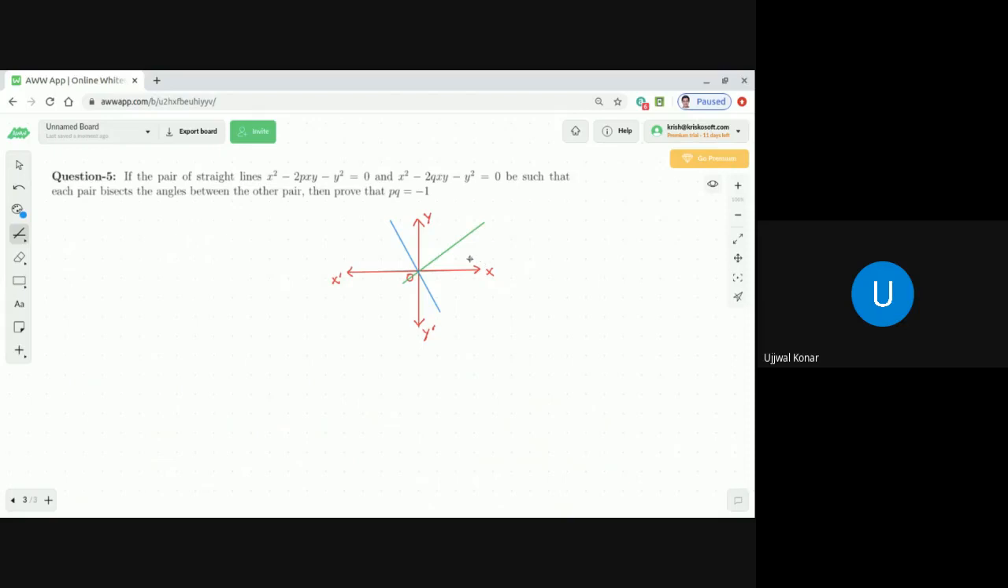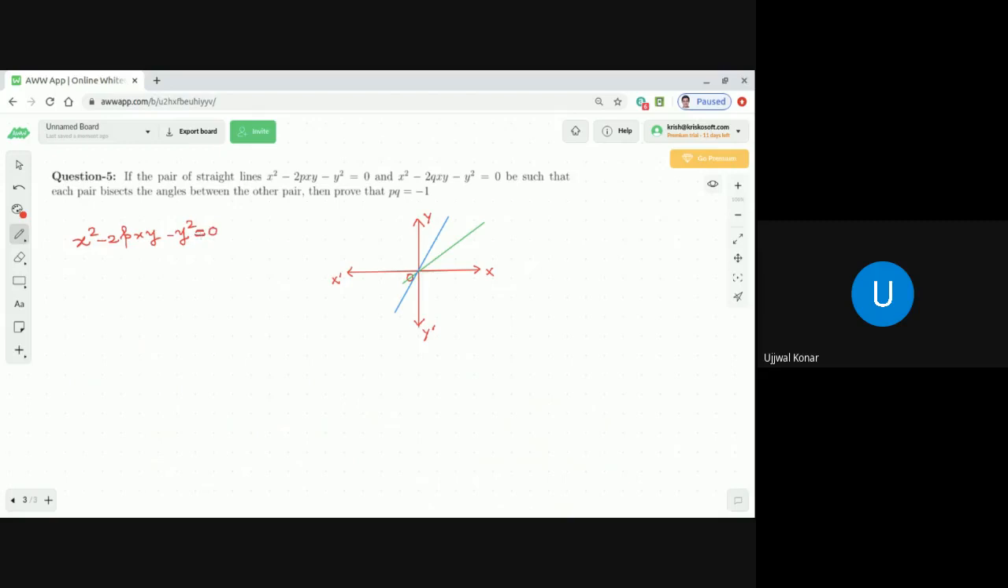Now, okay, let me give a different orientation. Suppose it could be something like this. Okay. So now, as you see these straight lines, as represented by the green and blue lines, actually it is represented by the pair of straight lines x² − 2pxy − y² = 0. Correct?